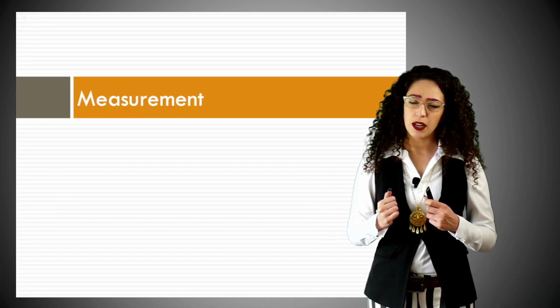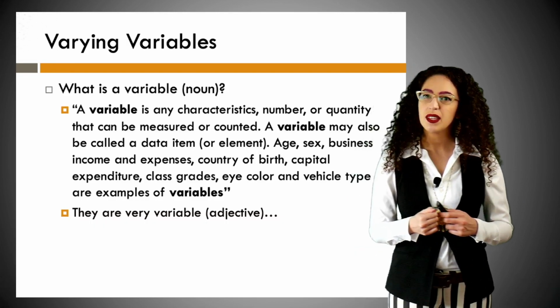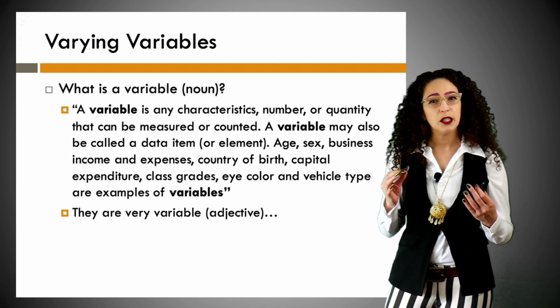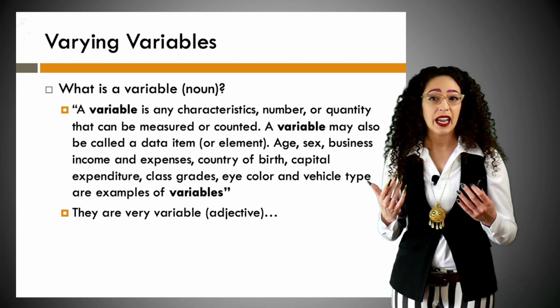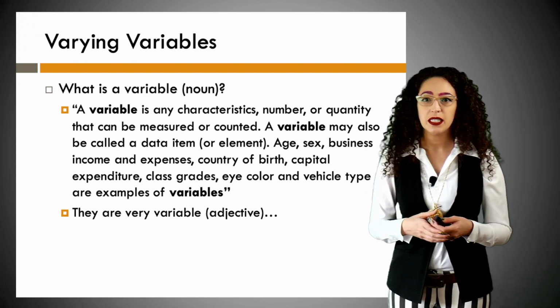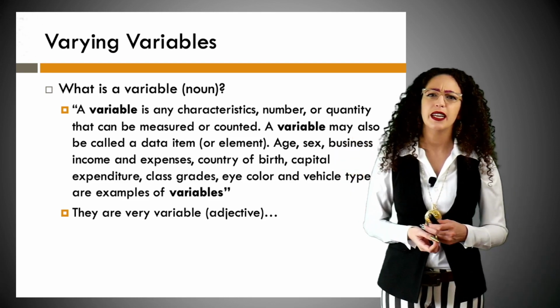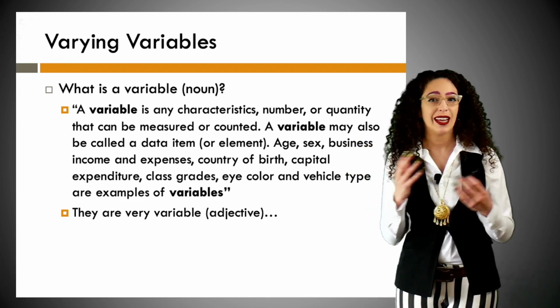So measurement. We're going to measure some variables, but what's a variable again? Let's check in. A variable is any characteristic, number, or quantity that can be measured or counted. A variable may also be called a data item or an element in the data set. Age, sex, business, income and expenses, country of birth, capital expenditures, class grades, eye color, vehicle type are just some examples of variables. There are countless others.